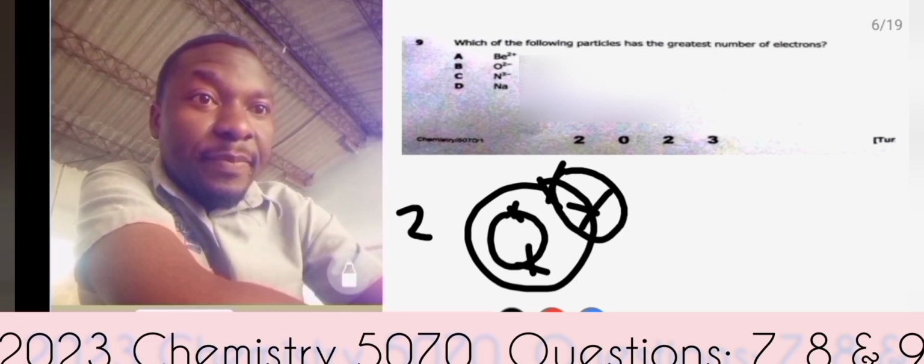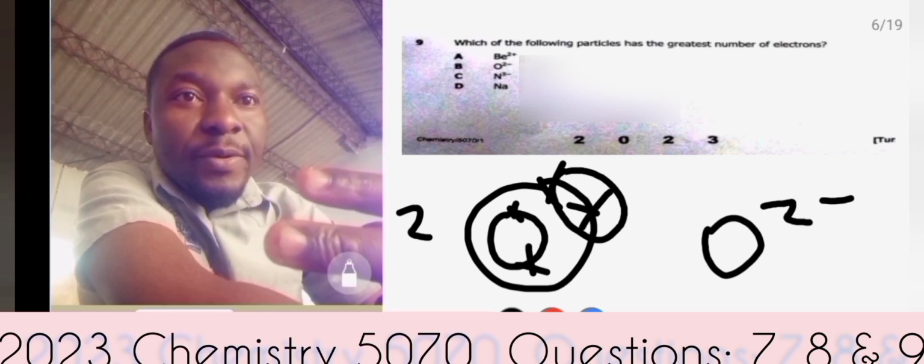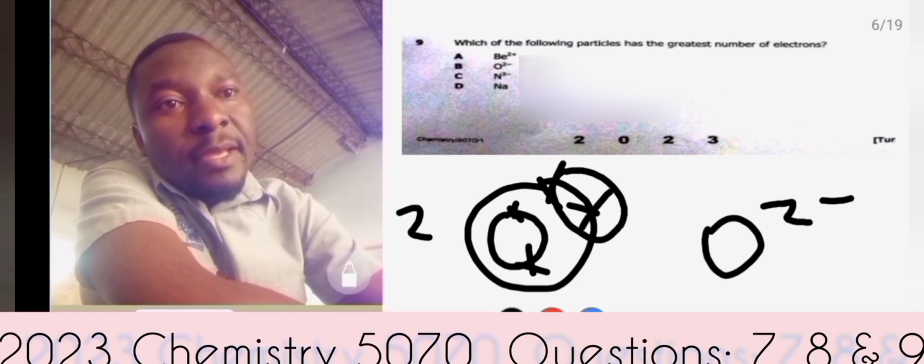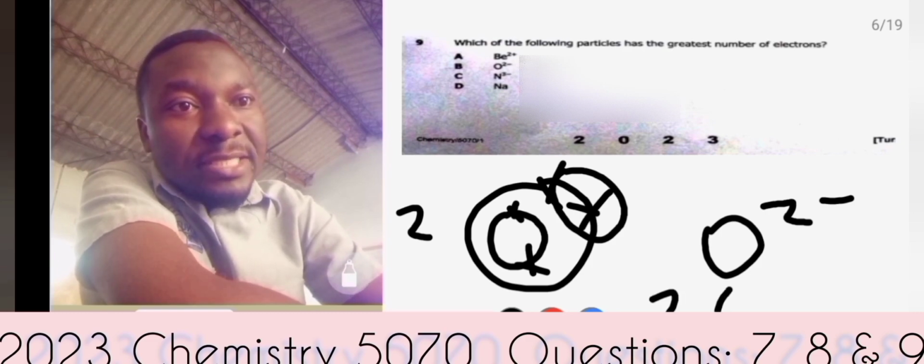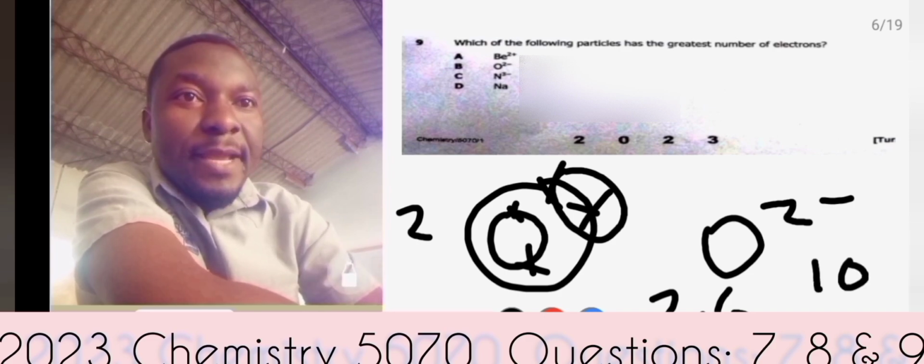What about oxygen or oxide? So oxide there, since it's stable, oxide has gained 2 electrons, right? Because of the way it is written, it means it has gained 2 electrons. So in the first shell, we have 2. In the next, we have 6 when it's not stable. But when it gains 2 electrons, it means we are going to have 8 in the last shell. So 8 plus 2, so we are saying oxygen has how many? 10. Okay, 10.